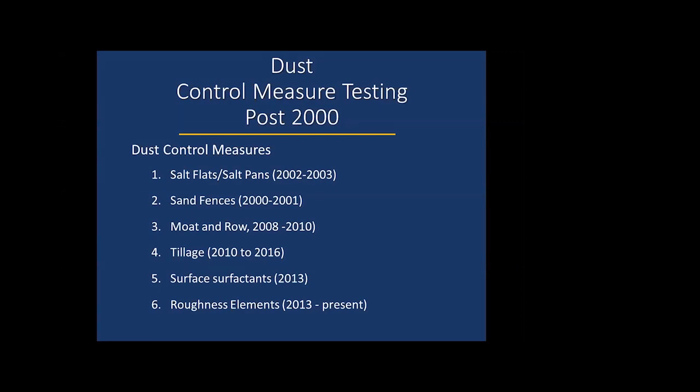Sand fences have been tested multiple times, all the way back to the early 80s, all the way up into early 2000s. And then moat row, tillage, surface surfactants or chemical dust suppressants, and then various kinds of roughness elements on the surface.